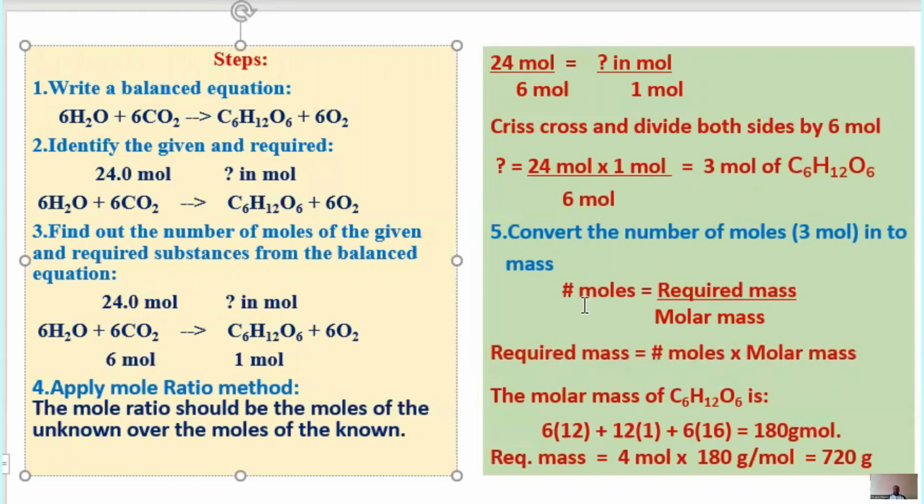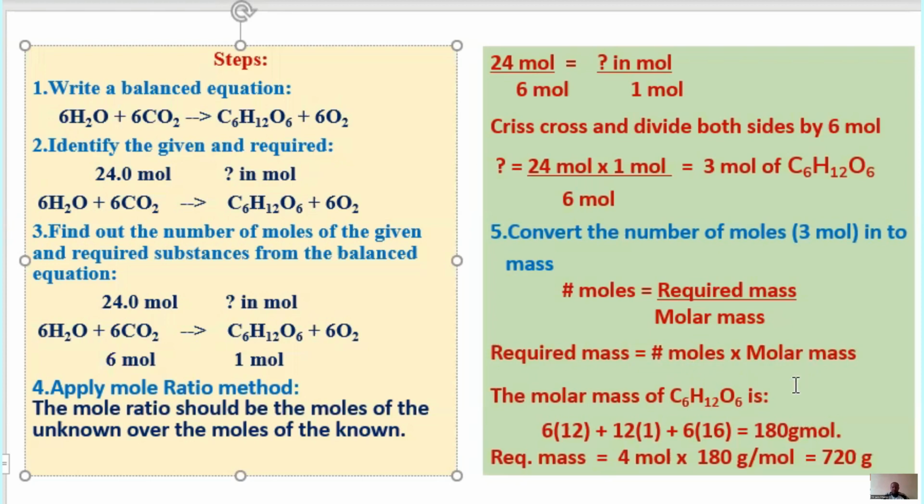And the fifth step: you are asked to find the mass of glucose, not the number of moles. Therefore, you have to convert the number of moles of glucose into what? Mass. This is the final step. How can we convert the number of moles of glucose into mass? Number of moles equals the required mass of glucose divided by the molar mass of glucose. Required mass of glucose equals the number of moles multiplied by the molar mass.